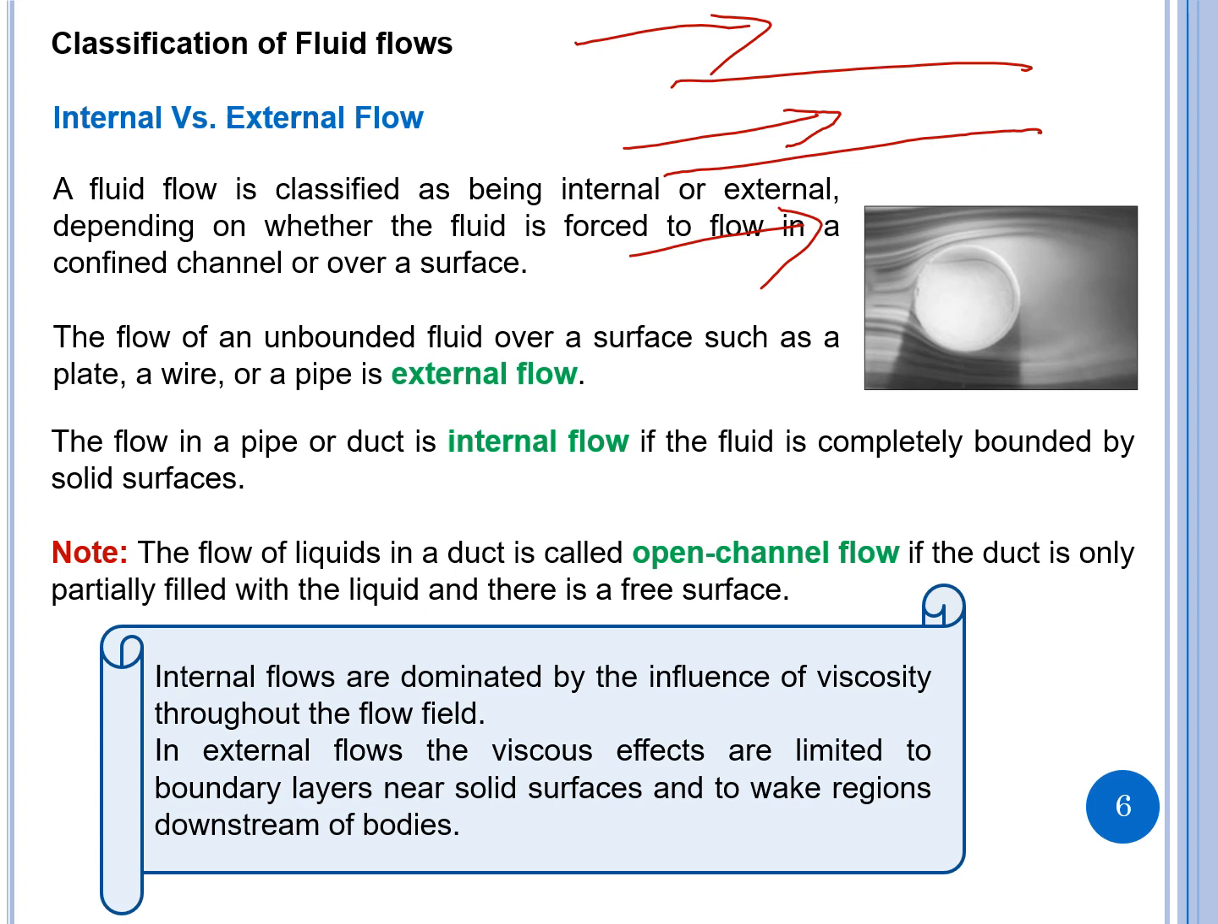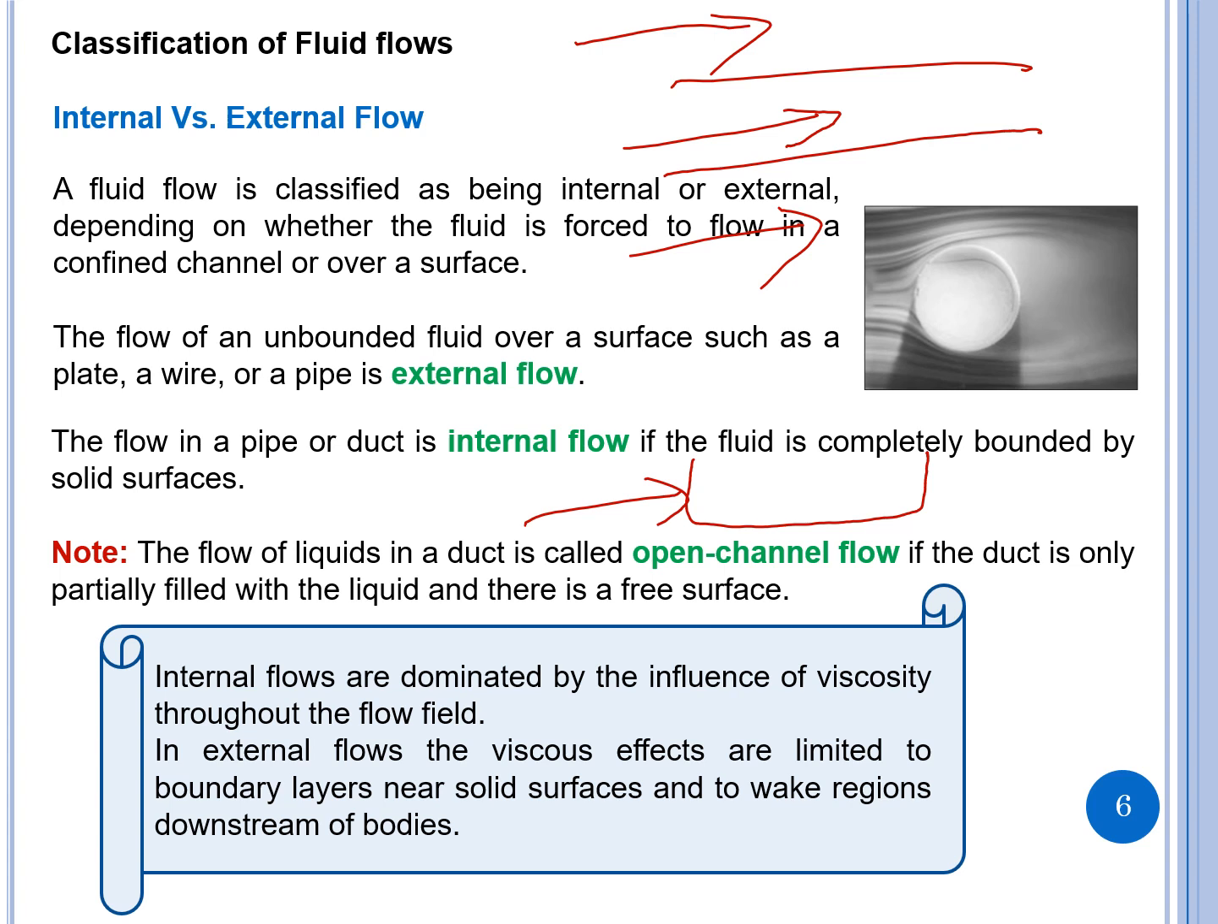Then there is a sub-classification which is open channel flow. The flow of a liquid in a duct is called open channel flow if the duct is only partially filled with the liquid and there is a free surface. So you can say something like this. Or you can say it's a river bed. And the river bed is an open channel flow, or a canal is an open channel flow.